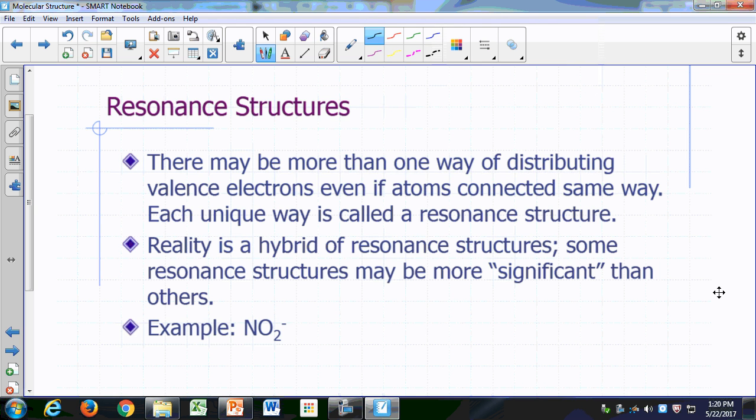Sometimes there's more than one way of distributing the valence electrons, even if atoms are connected the same way. Each of these unique ways is called a resonance structure. What that usually means is that reality is a hybrid of these resonance structures. Some resonance structures may be more significant than others, and we're going to talk more about that in the next couple of slides.